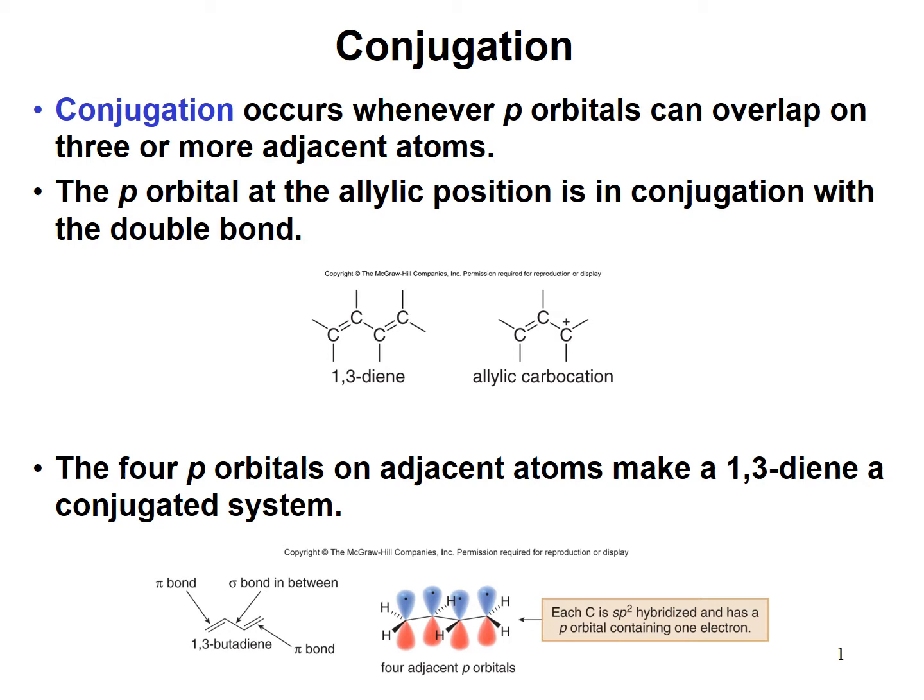Now, if we combine four p orbitals on adjacent atoms, we can make something called a 1,3 diene. The 1,3 diene is a conjugated system. We have two double bonds. The first double bond occurs on carbon 1, the second occurs on carbon 3, and now we have four p orbitals that can delocalize electron density over those four carbon atoms.